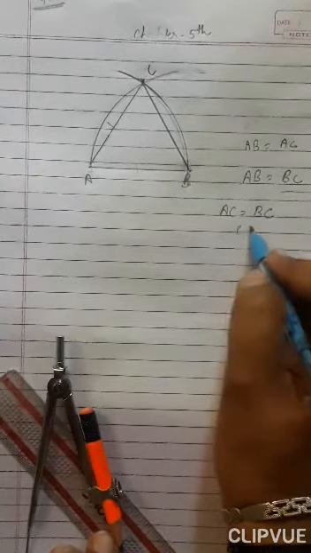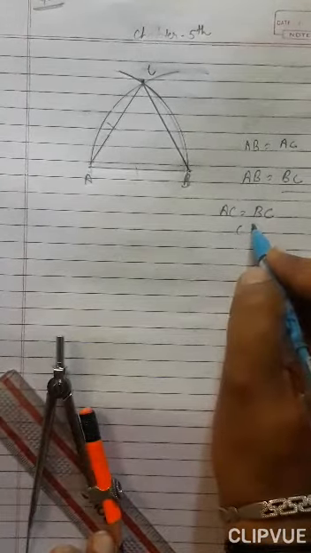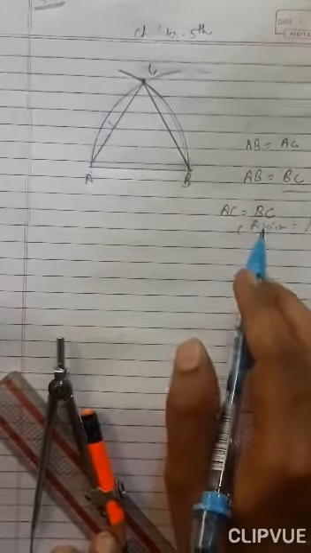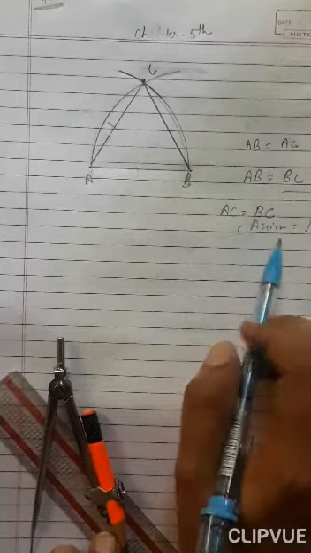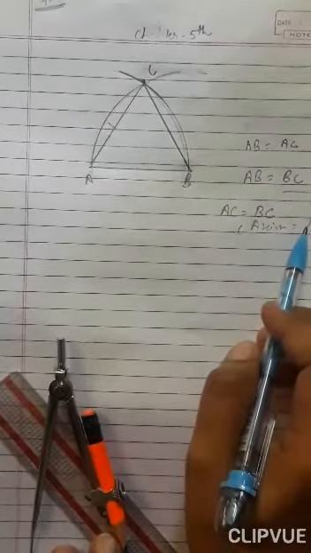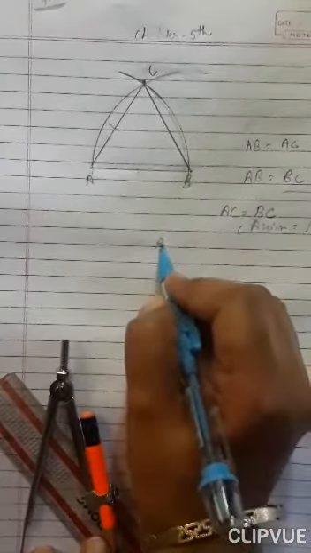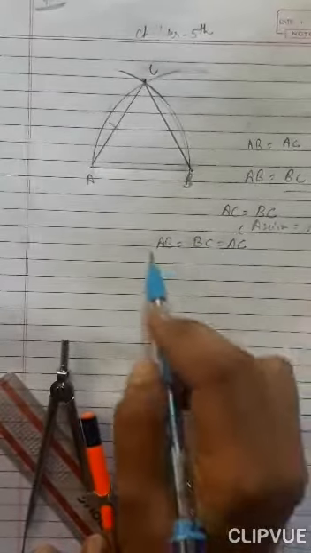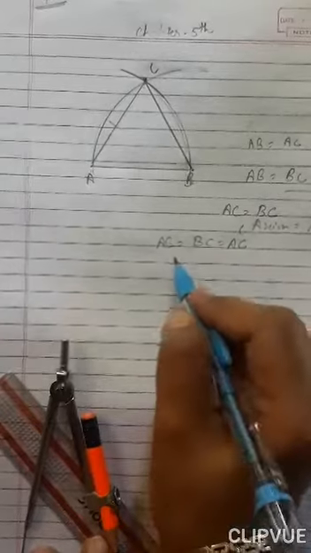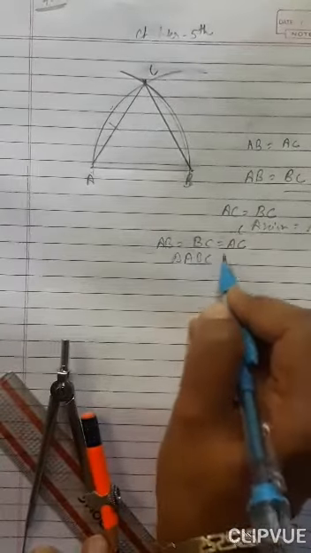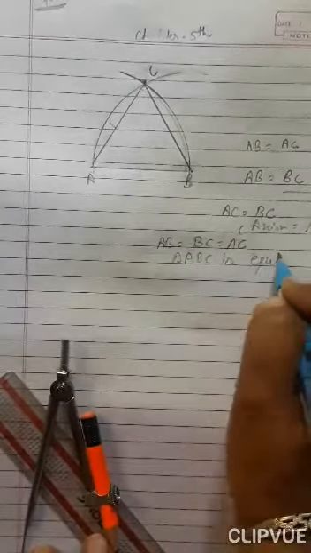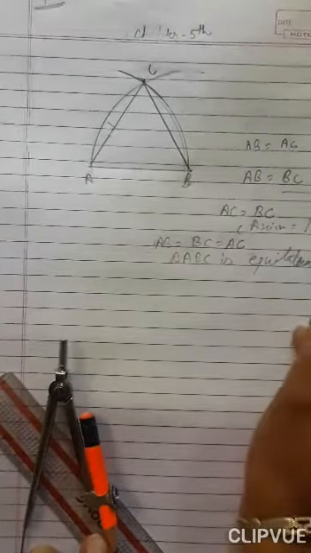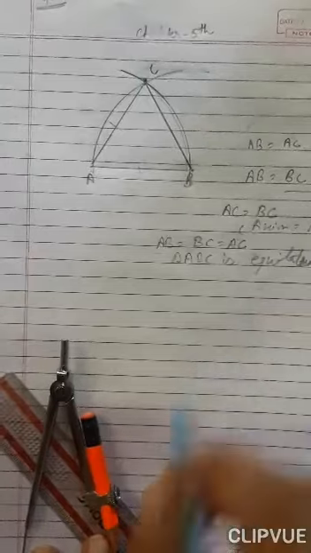By which axiom is it applied? Axiom first: the things which are equal to the same thing are equal to one another. So it means AB equal to BC equal to AC. So all three sides are equal. It means ABC is an equilateral triangle, and this is what we had to prove.